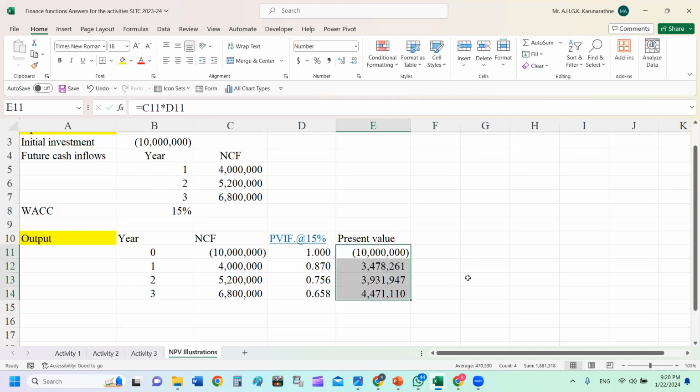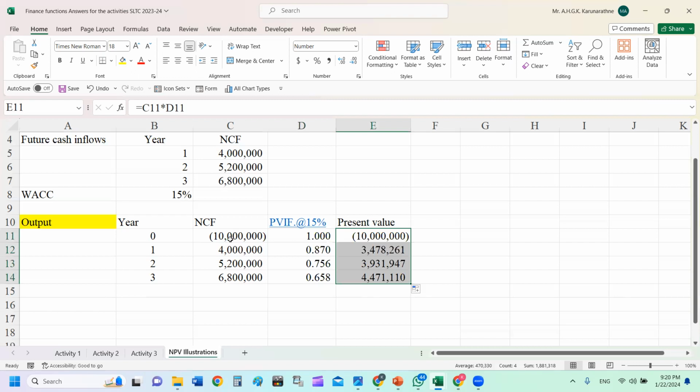Drag it down. The present value of the initial outflow is the same, because the initial investment you made today has the same present value. But the 4 million that you receive at the end of year one reduces when you bring it to today. Then, this is the present value of future cash inflows.